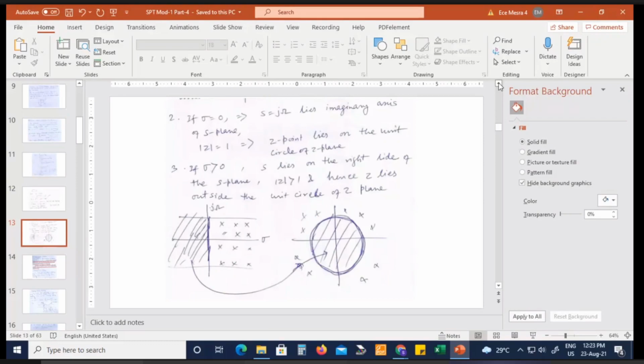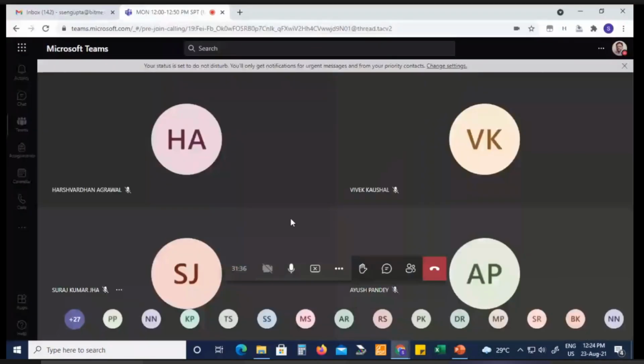These concepts will be used in other modules. There are three cases: left half S plane, right half S plane, and imaginary axis. Left half S plane is mapped within the unit circle. Right half S plane is mapped outside the unit circle, and the j omega axis is mapped on the unit circle. Is it clear how it is mapping? Yes, sir.